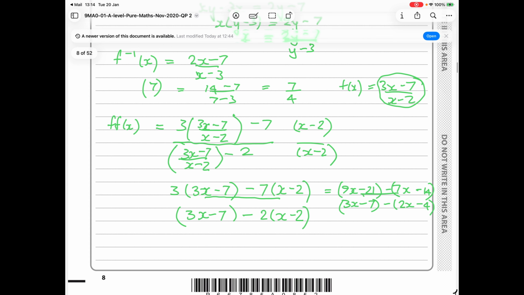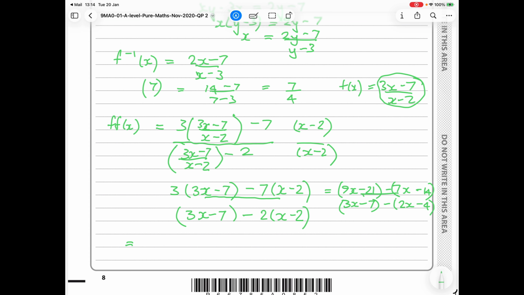So on the bottom we have 3x minus 2x is x, minus 7 minus minus 4, so that's minus 7 plus 4, so that's x minus 3. At the top we have 9x minus 7x, which is 2x, and minus 21 minus minus 14, which is plus 14, so that's minus 7. So that's your answer.